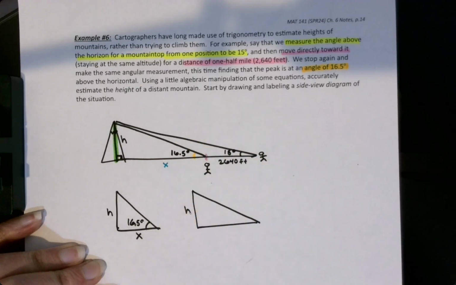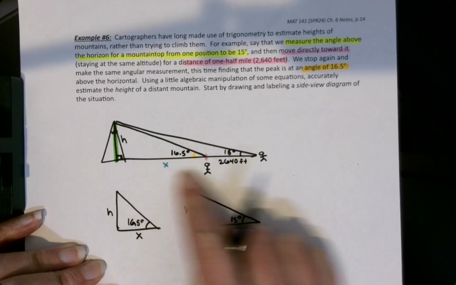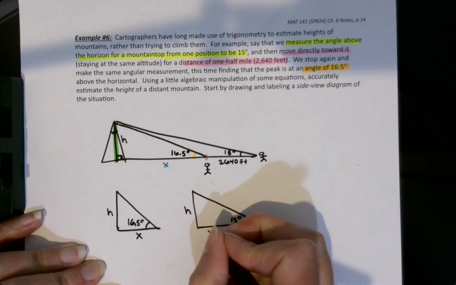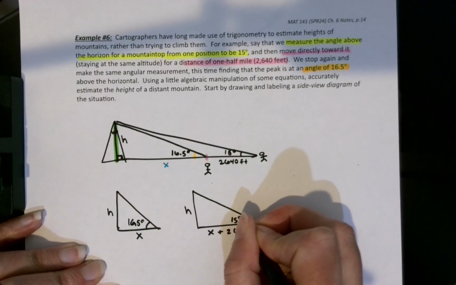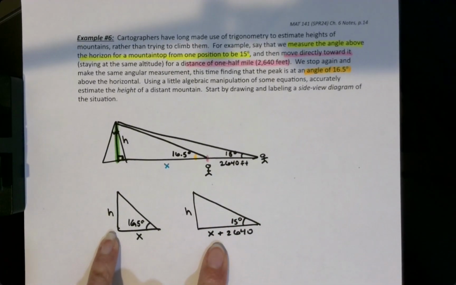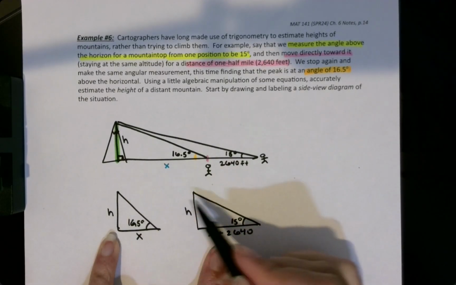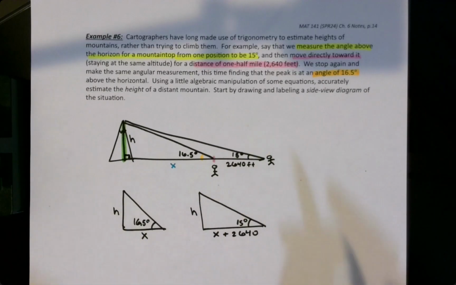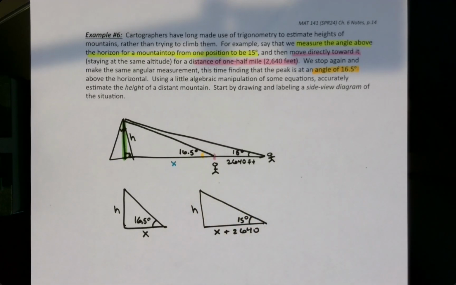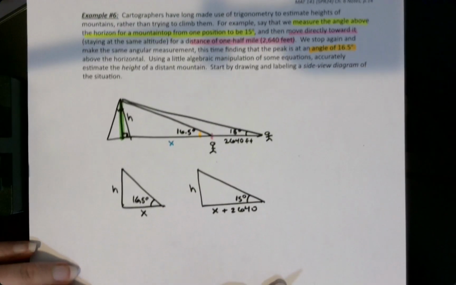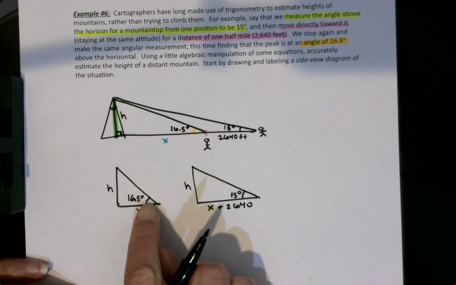In the other triangle, the height is still h, the angle is 15, and the total across the bottom is x plus the 2,640 feet. Okay, so nothing else is similar about these triangles. These two angles are different. They're not the same angle. I don't even need to know what that angle is. But I'm going to be able to set up trig ratios for these two functions, and with two equations and two variables, I should be able to solve that system. Okay, so for this one, let's write this. Let's see. This is going to be tangent.